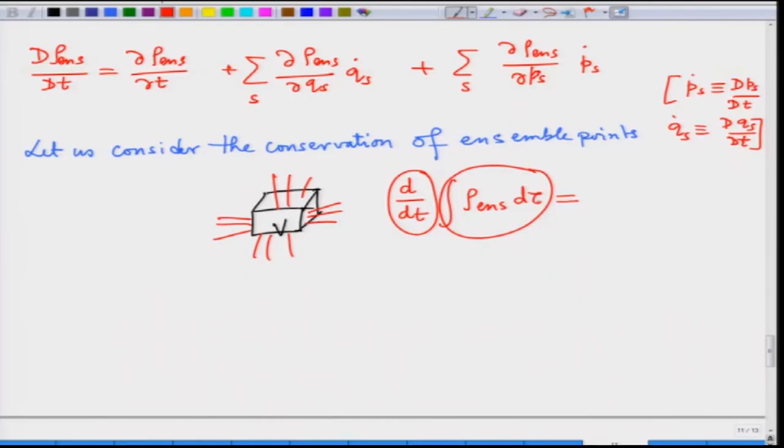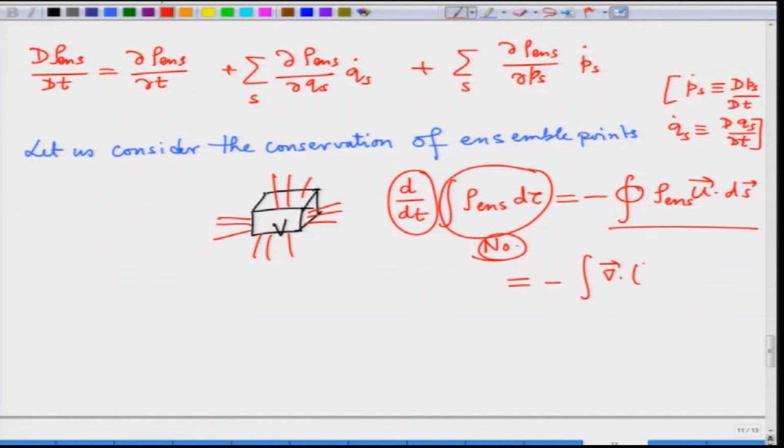So basically, this is the total number. The change of the number of particles in an arbitrary volume in gamma space will be equal to minus the closed surface integral of rho_ens u dot dS. That is just to say that if the change of mass is positive, it should be coming inside, and if the change of mass is negative, then it should go out of the surface, so these two are related by a negative sign. Now, by Gauss's divergence theorem, this is nothing but minus the volume integral of the divergence of rho_ens u d tau.